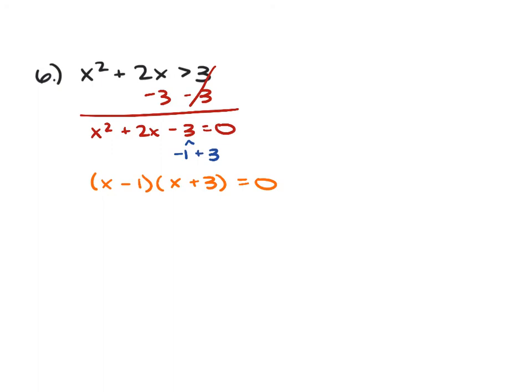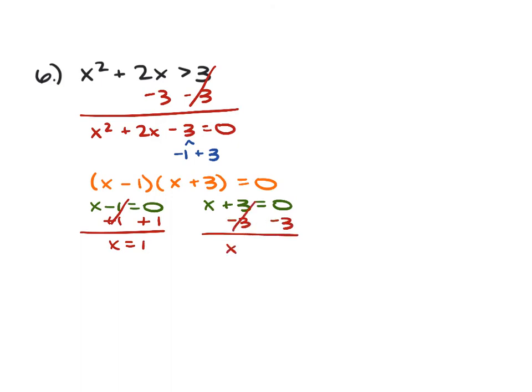From here, I'm separating it into x minus 1 is equal to 0, x plus 3 is equal to 0. I add the 1 to both sides to get x is equal to 1. I subtract the 3 from each side, and I get that x is equal to -3. So on my number line, I have -3, I have 1. I'm going to use 0 as my middle number, 2 as my number to the right of 1, and -4 as my number to the left of 1.